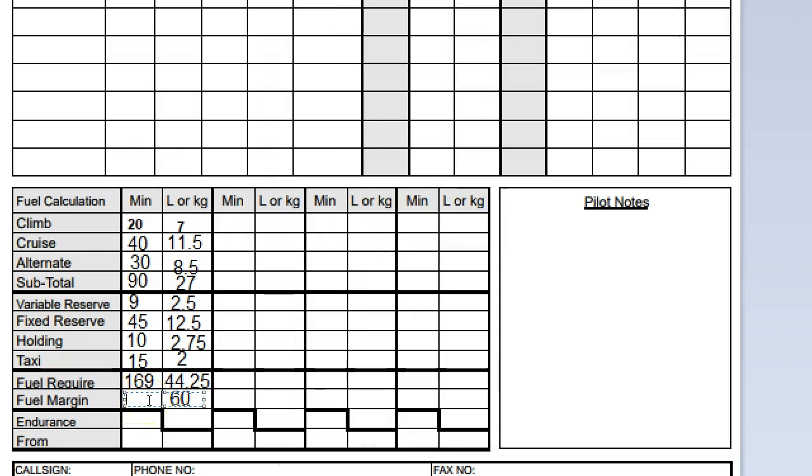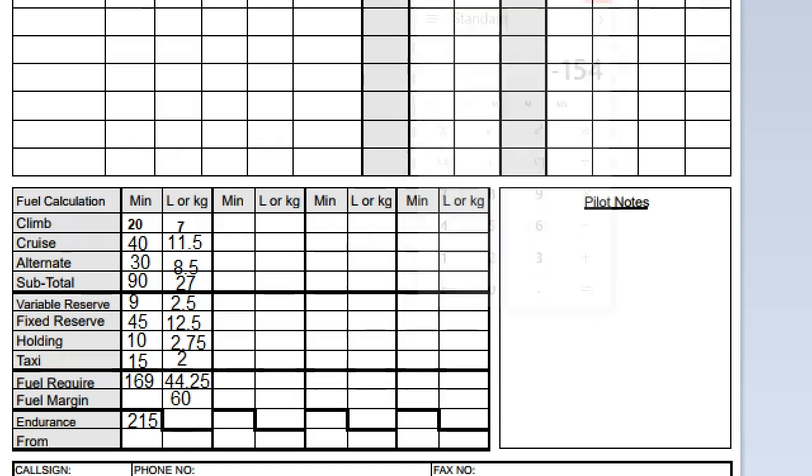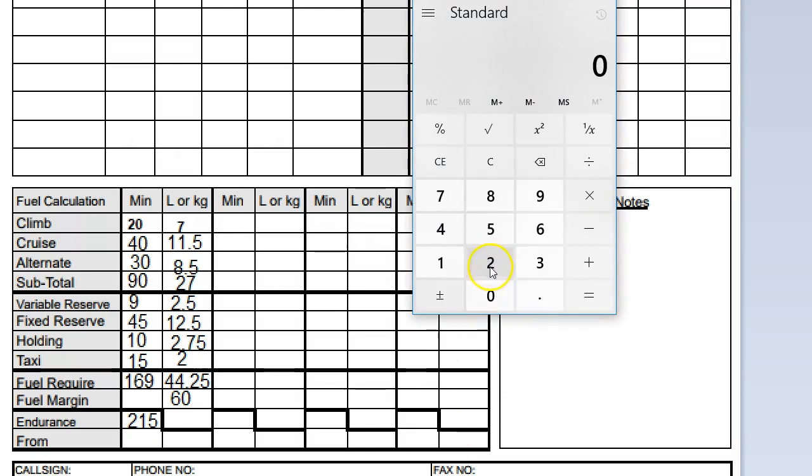So the fuel margin is going to be, let's go here, the endurance that you're going to have is going to be, what did we say, 215 minutes of flight, which means that the fuel margin is 215 minus 169. So we just whip out our calculator. 215 minus 169 equals, done something wrong there, 215 minus 169 equals 46 minute margin.